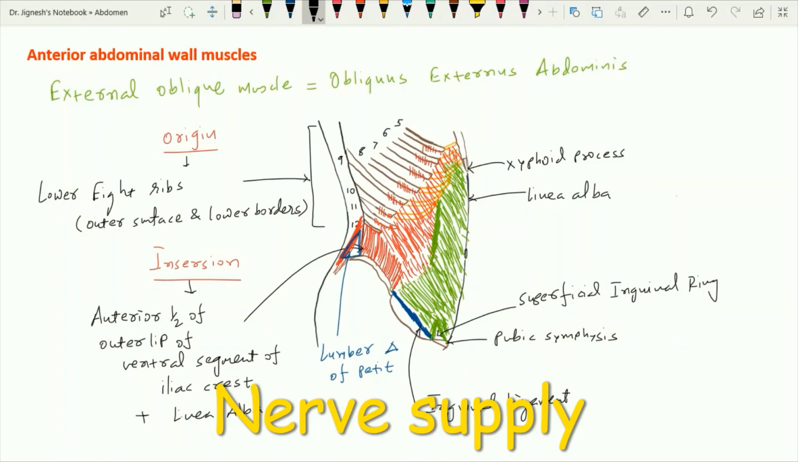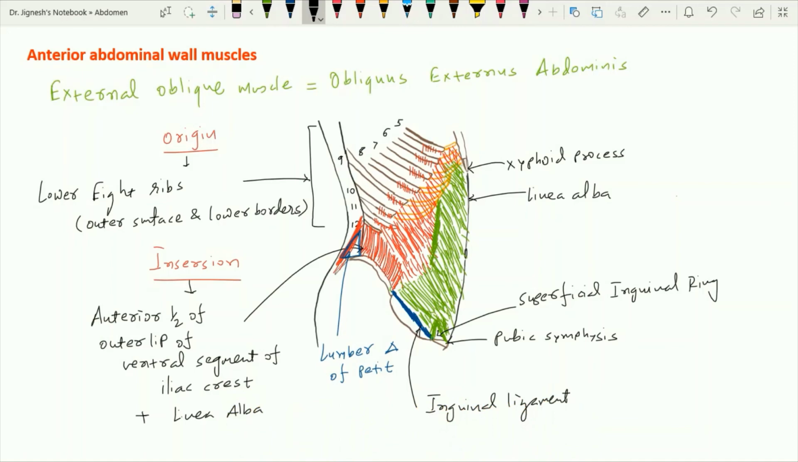This external oblique muscle is supplied by the lower 6 thoracic nerves from their ventral rami. So we can say it is supplied by T7 to T12 spinal nerves, ventral rami. Now let's see the inguinal ligament in a little more detail.